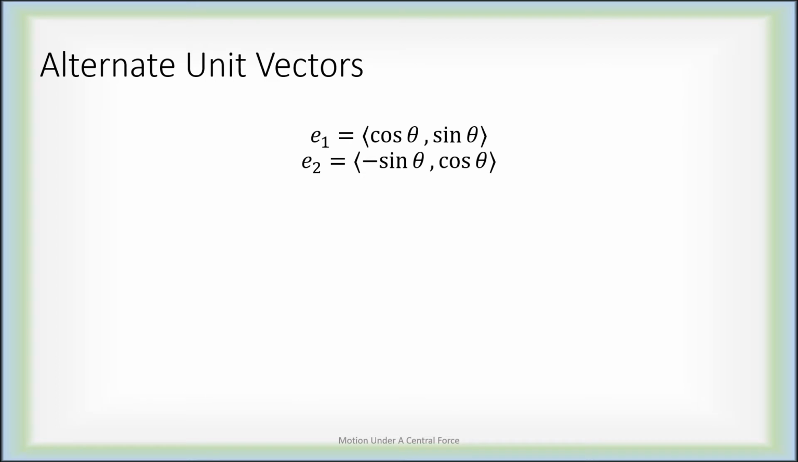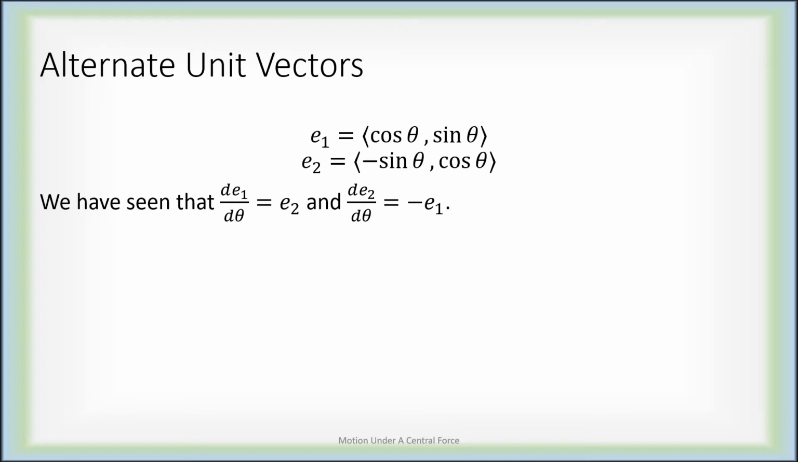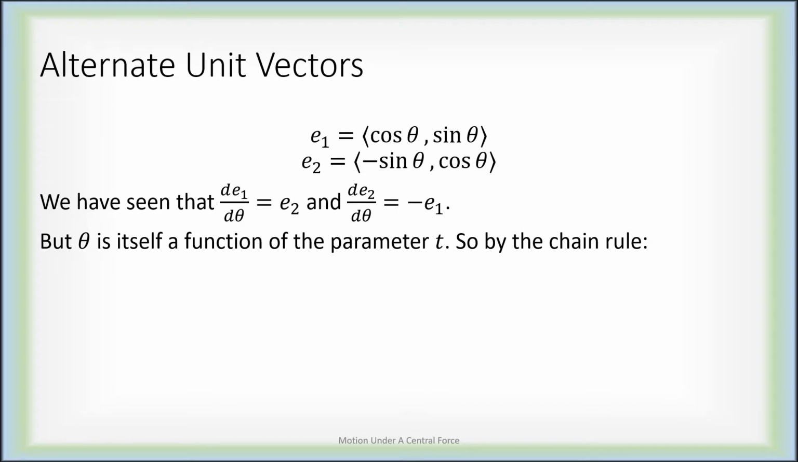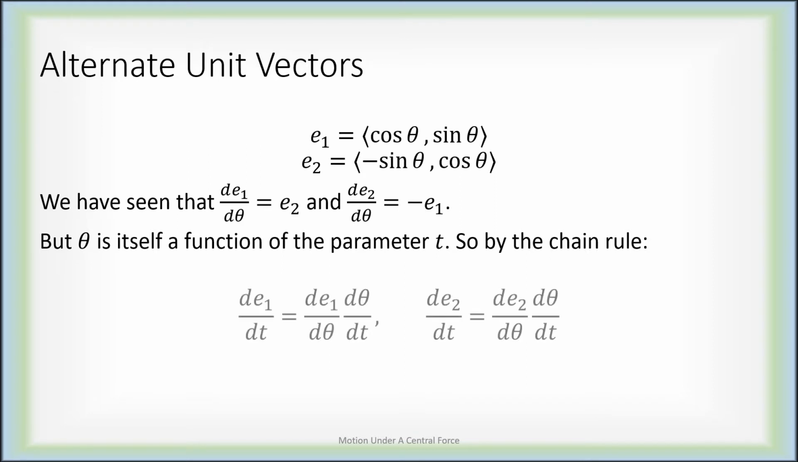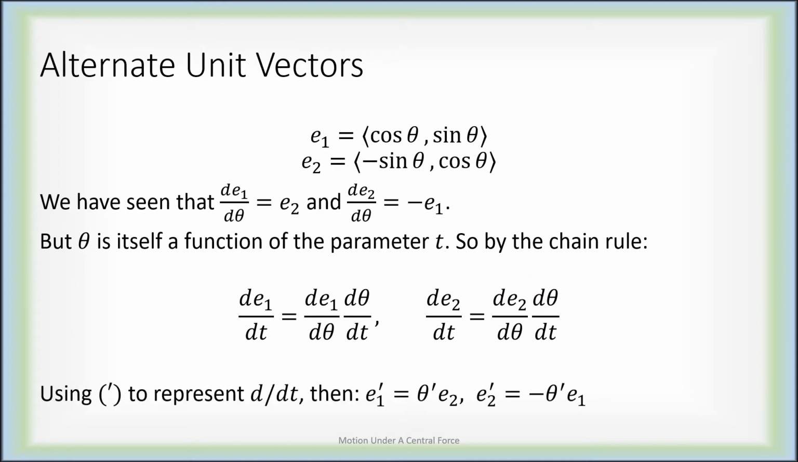So here are our two proposed alternate unit vectors. We've already seen that d by d theta of e1 is e2, and d by d theta of e2 is negative e1. Theta, remember, however, is a function of the parameter t. So if I throw the chain rule into the mix, if I want to take d by dt of e1, I can do d by d theta of e1 and then d theta dt. Similarly, d by dt of e2 is d by d theta of e2, d theta dt. We're going to use prime notation to specifically mean d by dt. So de1 dt is e1 prime, d theta dt is theta prime. But what's de1 d theta? We already know that de1 d theta is e2. So e1 prime is theta prime e2. And similarly, e2 prime is negative theta prime e1.